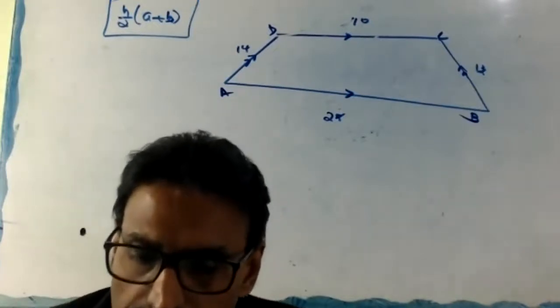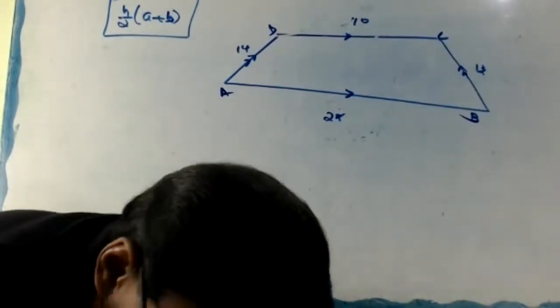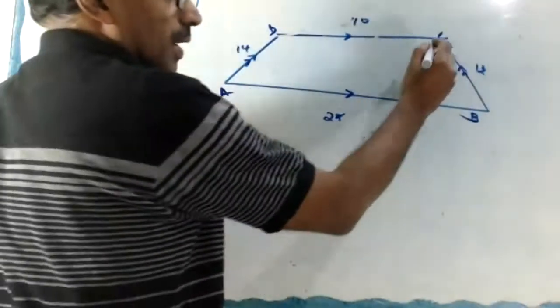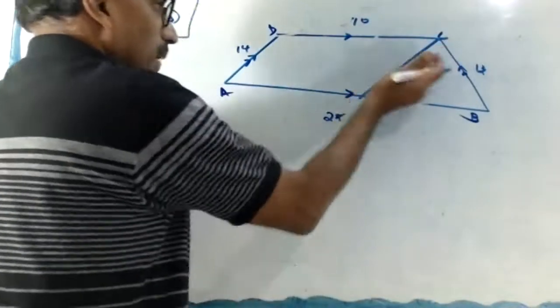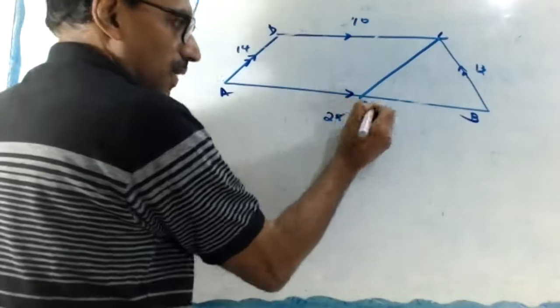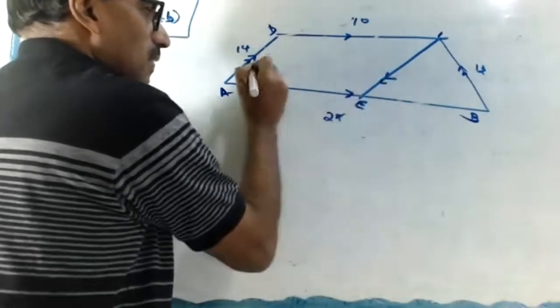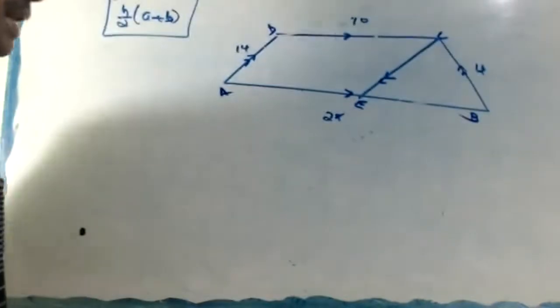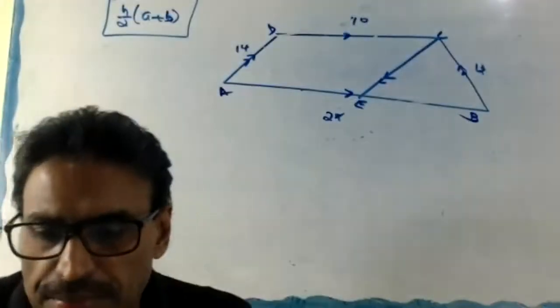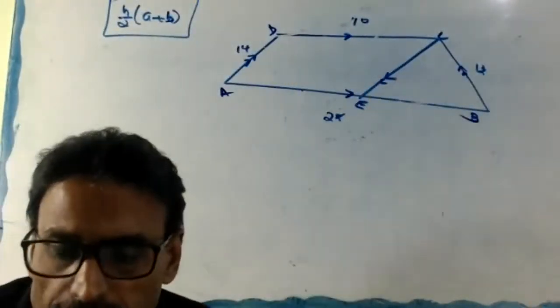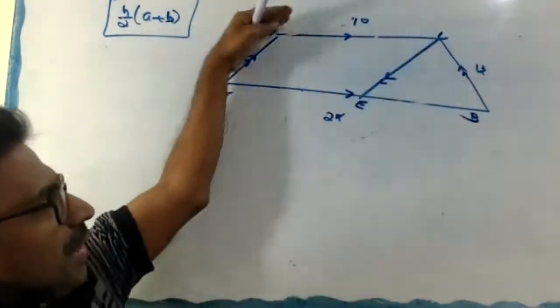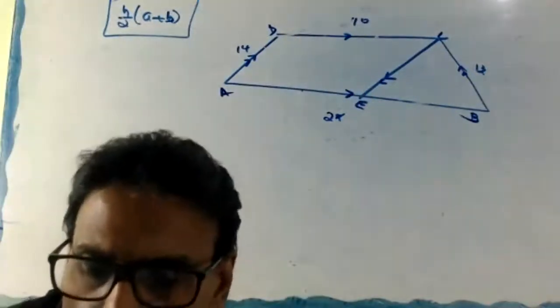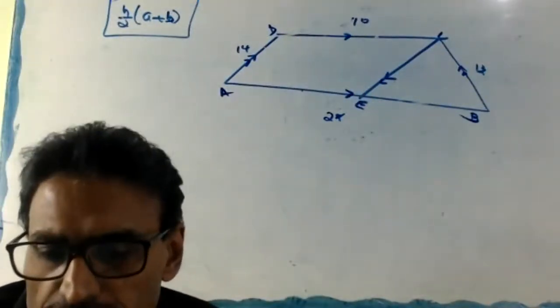Now listen here. To get the height, I just draw through C a line parallel to this one. This is parallel here, this parallel here. Then what about AECD? In a trapezium, only one pair is parallel, but here this side is parallel to this one and this side is parallel to this one. What do you call that? It is a parallelogram, correct or no?